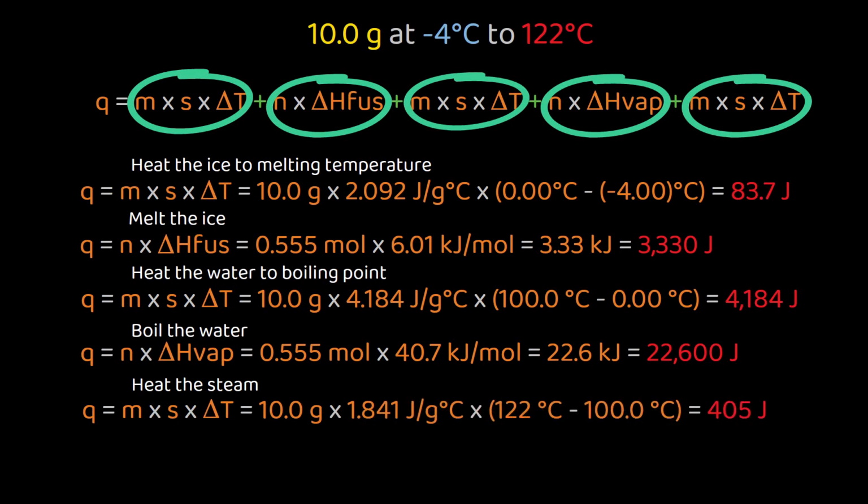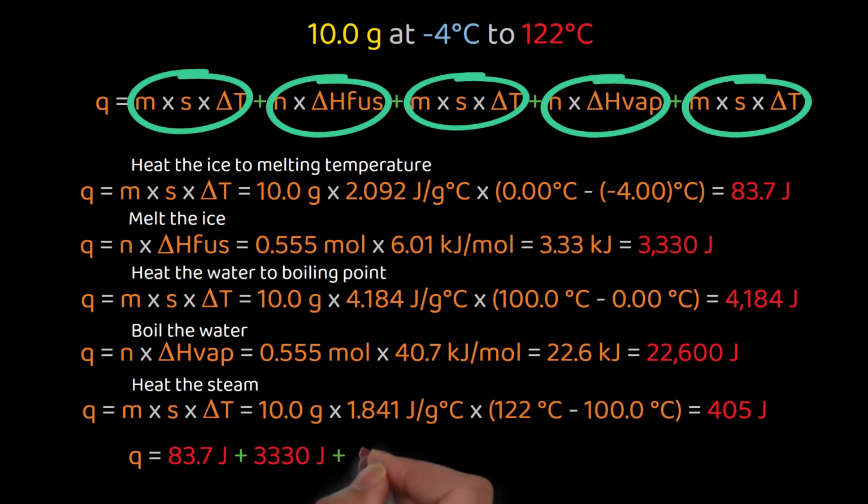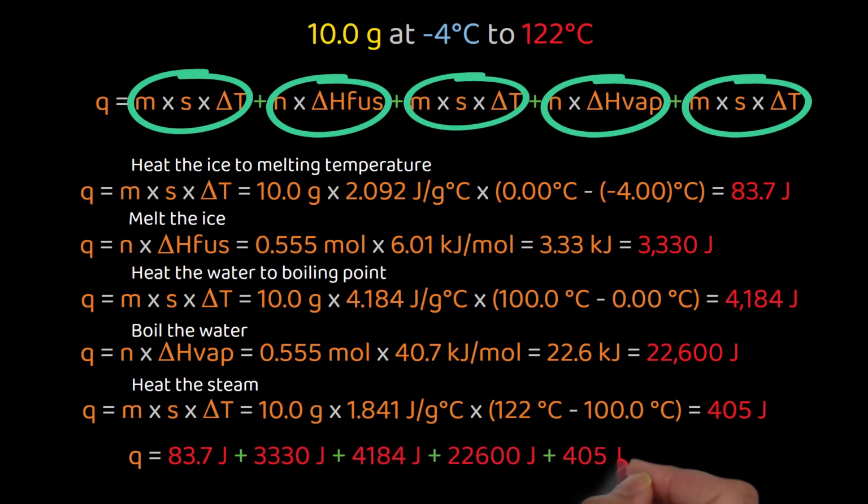We need to make sure that all the heat values are in the same units, in this case joules. We can sum up all these heat values to get the total heat that we would need. In this case, 30,600 joules to raise water from -4 degrees Celsius to 122 degrees Celsius.